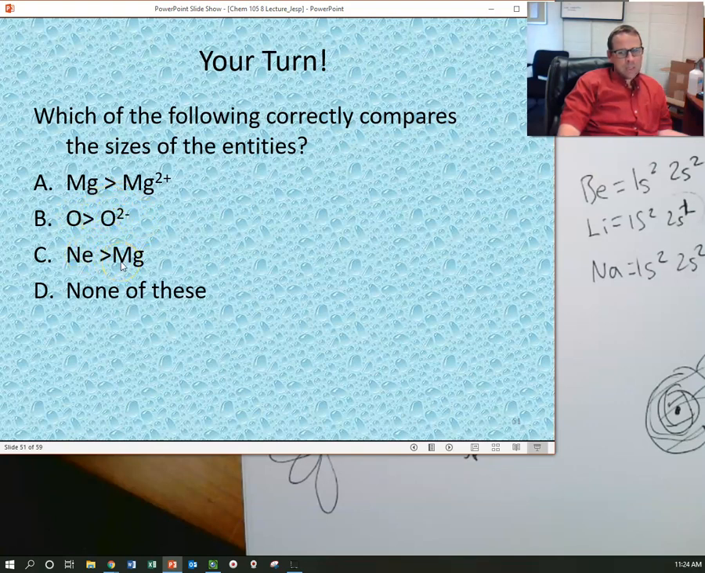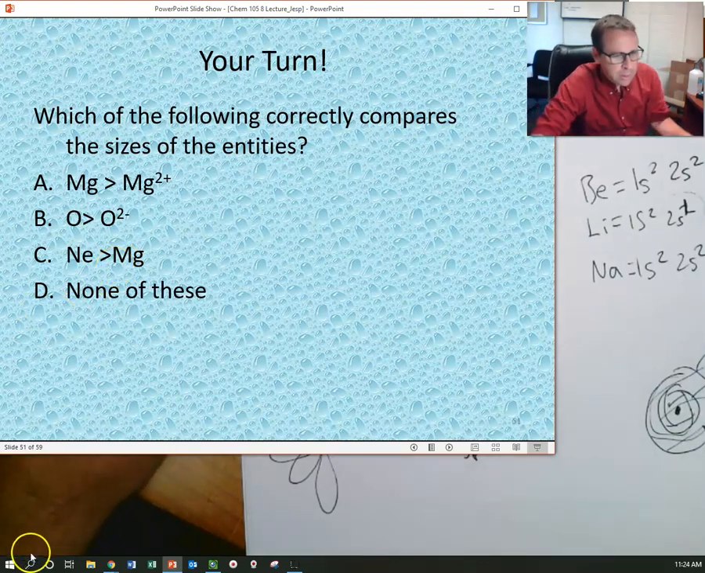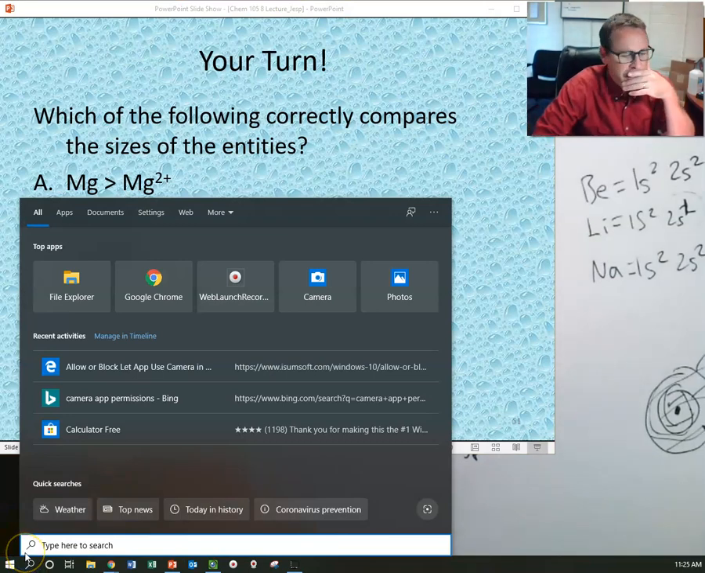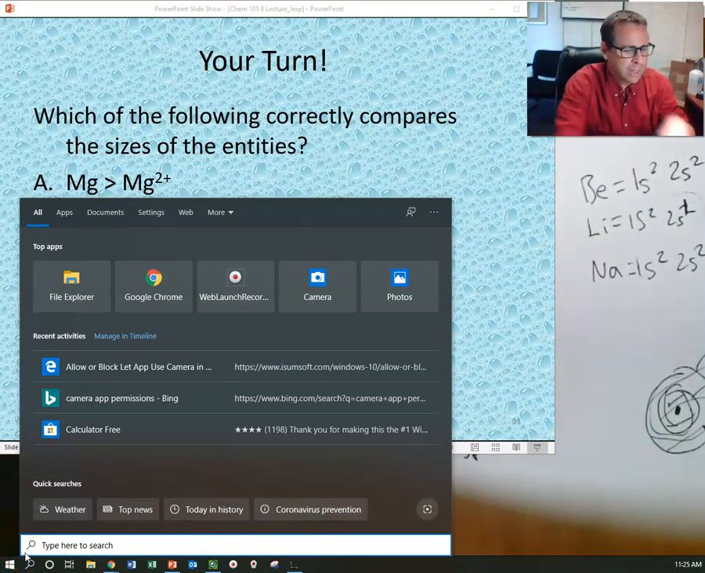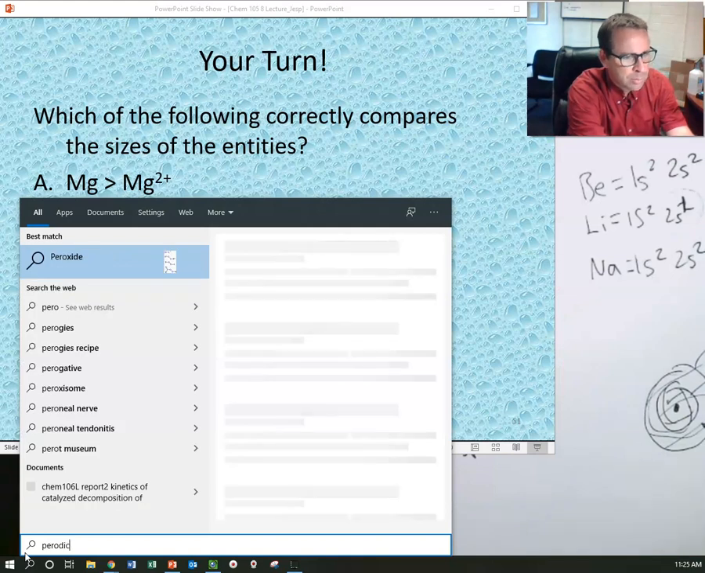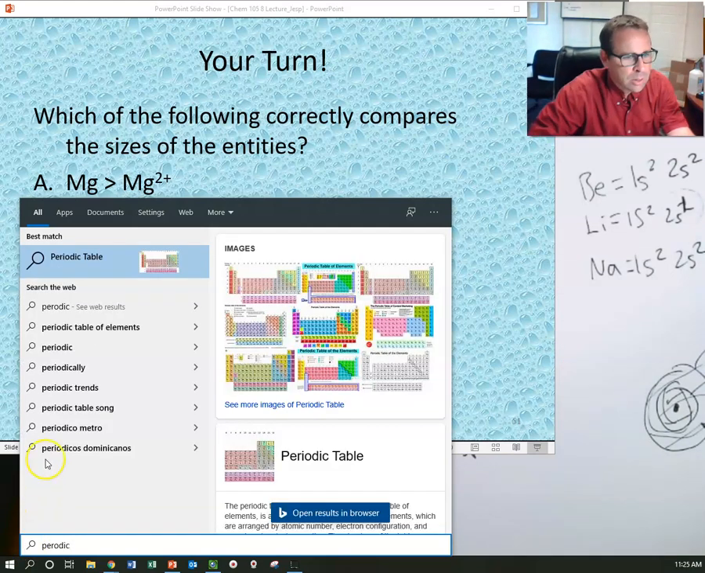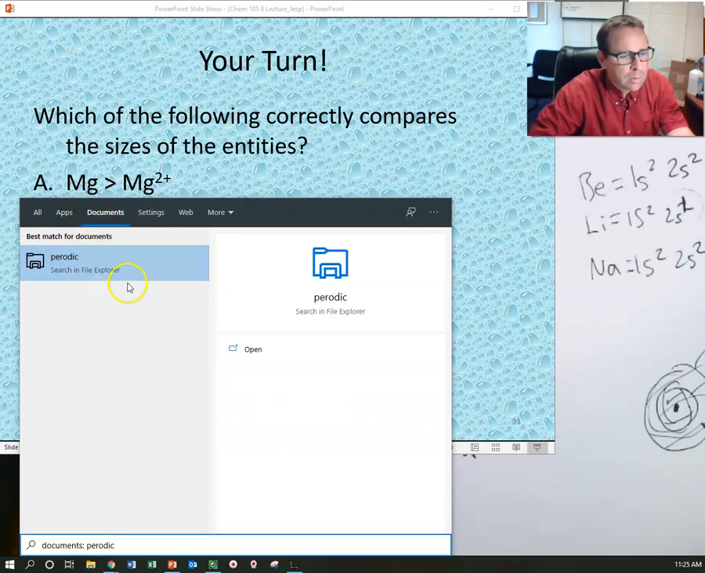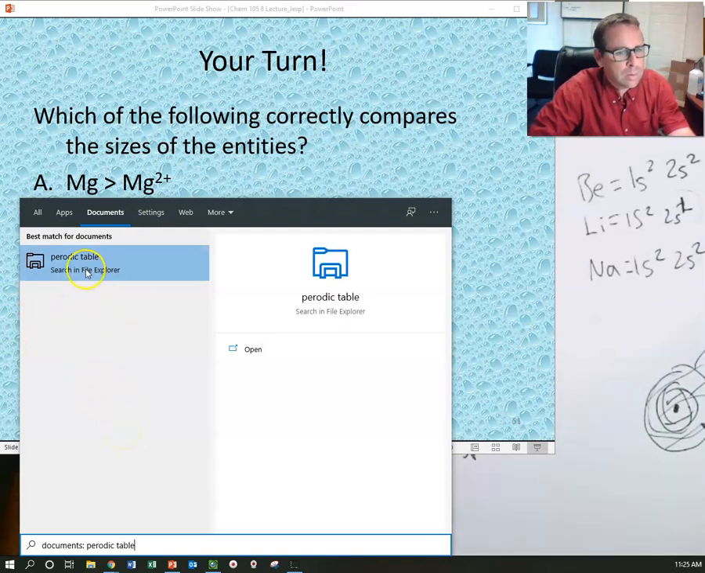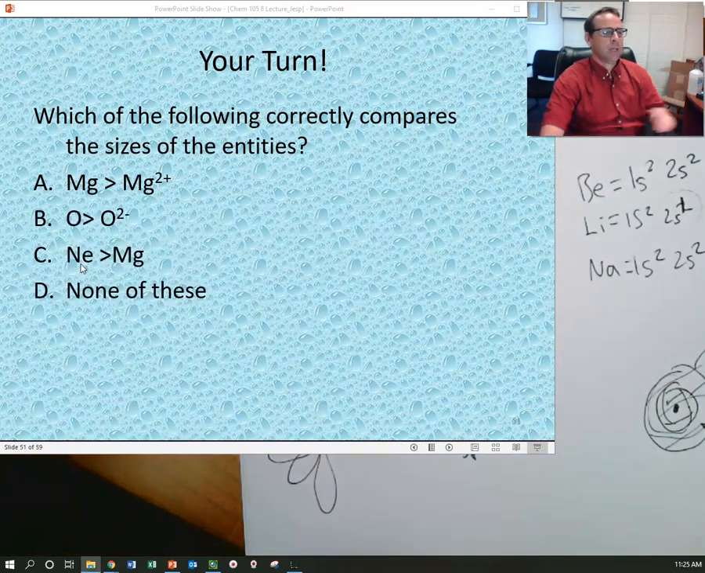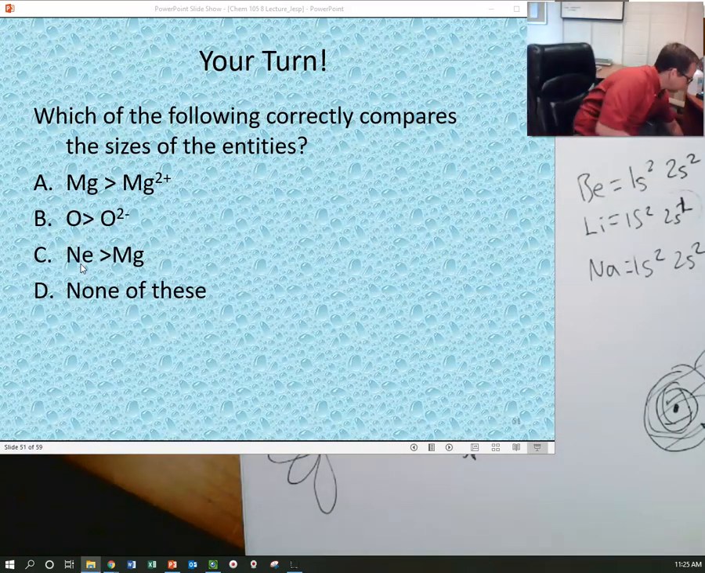Neon and magnesium. Let me bring up my periodic table. Where's my periodic table? Oh, I got a new computer because my old one wasn't handling things. Where is it at? Holy mackerel, piece of junk. All right. Anyway, I'll get a periodic table from the drawer here.